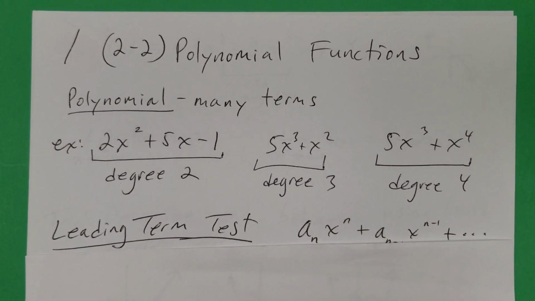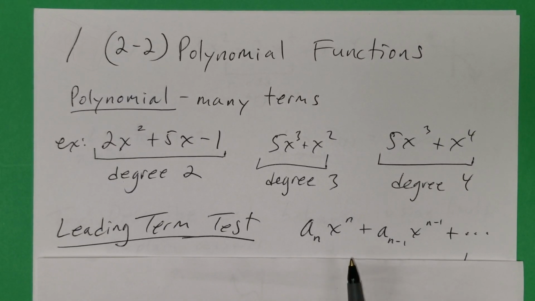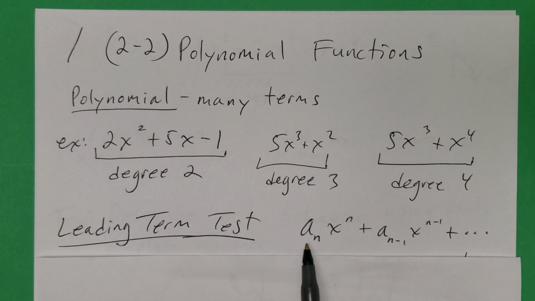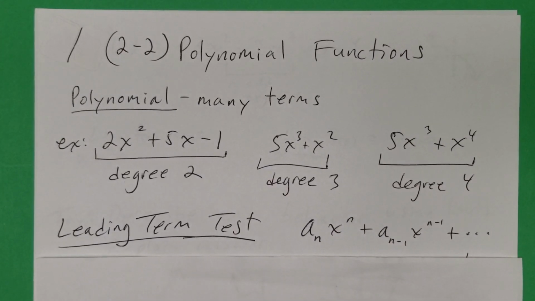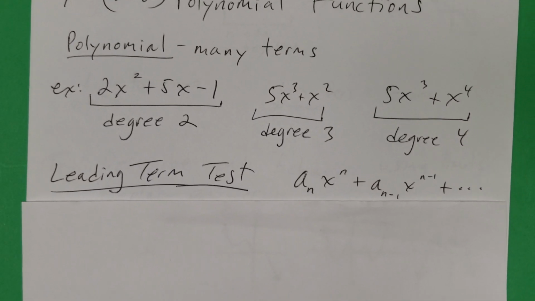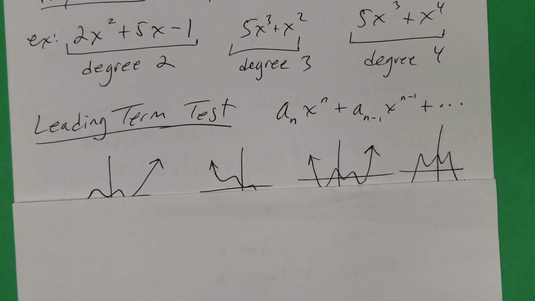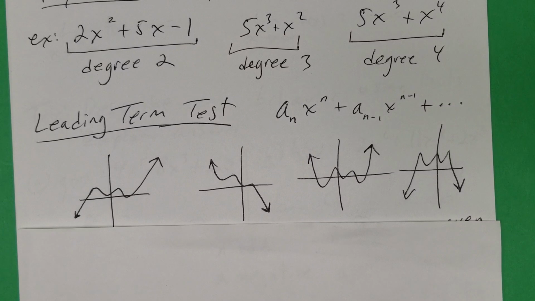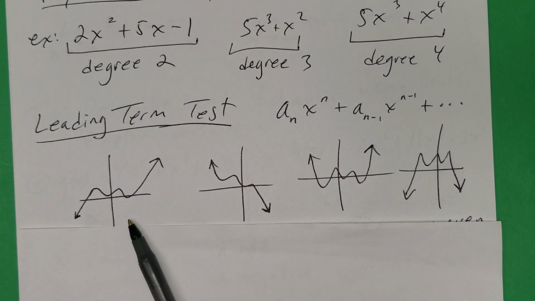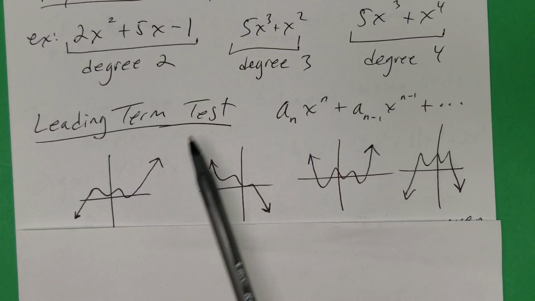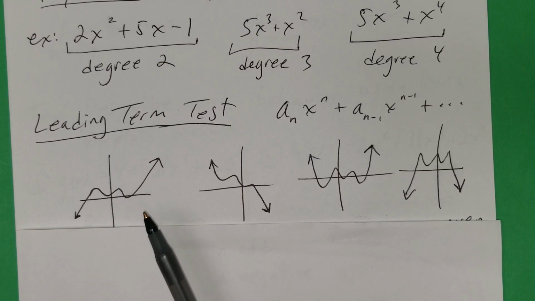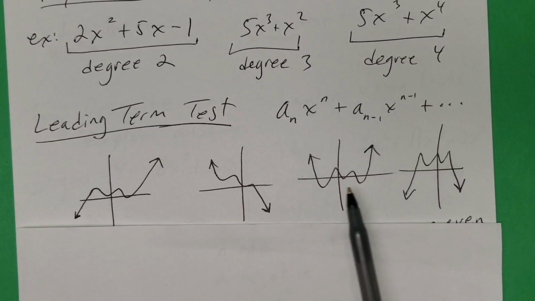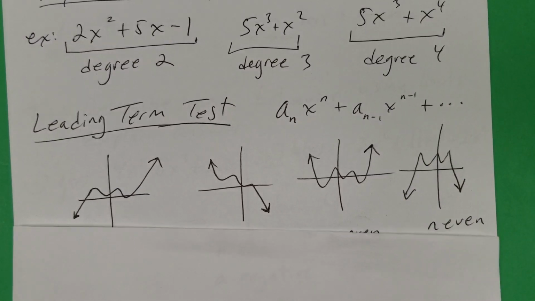The leading term test. Just by looking at the leading term, which means the first term, okay, we can gather some information about the graph. We're not going to graph it, but we can gather some information about the graph, okay? So if you look at these graphs, notice a difference. This one goes infinity, negative infinity, right? This one goes infinity, negative infinity, but the other way around. This one goes both to positive infinity, and this one goes both to negative infinity. So these are the possibilities.